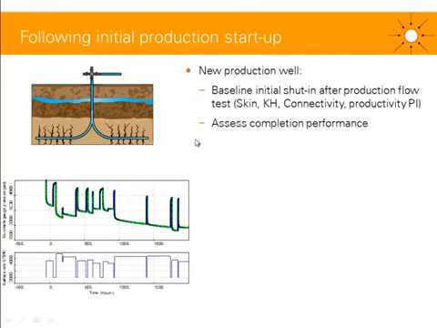During production, and for a new well, for example, following the initial production startup, what you will need to do is to get a measurement with a production flow test and then get a baseline initial shut-in. So that's going to give you the initial performance. So the skin, permeability, connectivity, productivity index. And it's probably better to do that in the first to second week of startup. You can also assess completion performance, and you can discuss that in a post-well review.